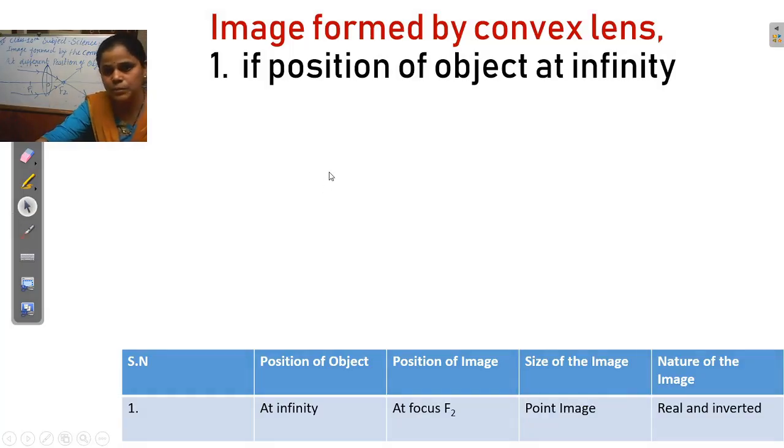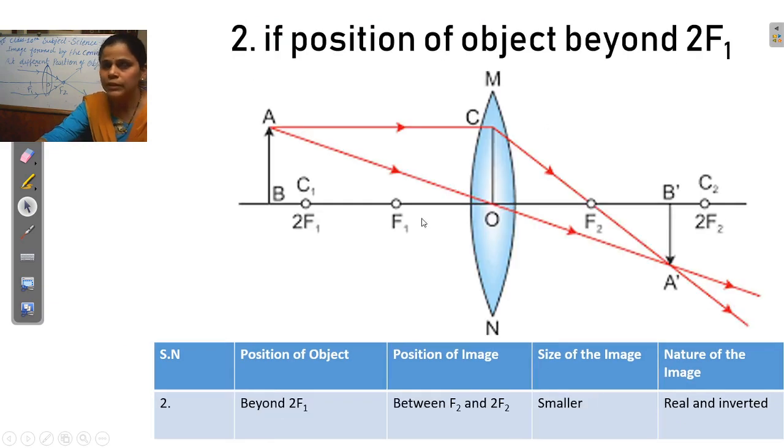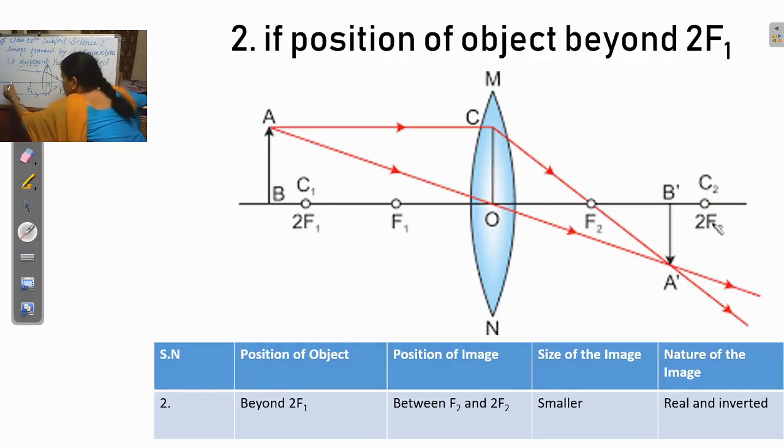Then second case. You can see this diagram also. Then move on. Condition 2: if the position of the object is beyond 2F1. Here F1 and F2 are the principal focus, and 2F1, 2F2 are the centers of curvature.